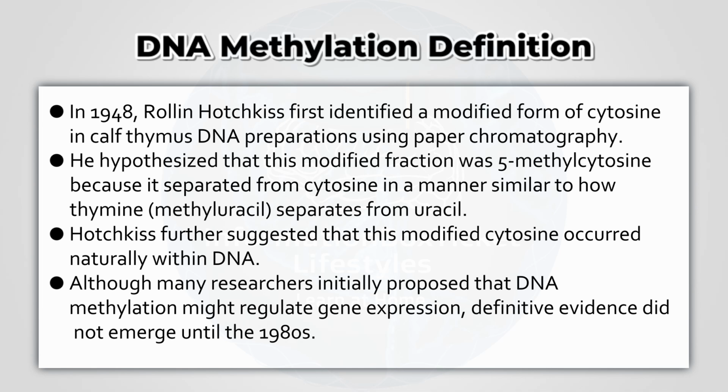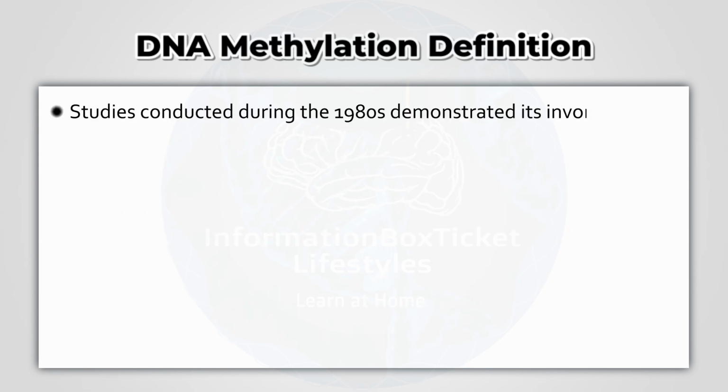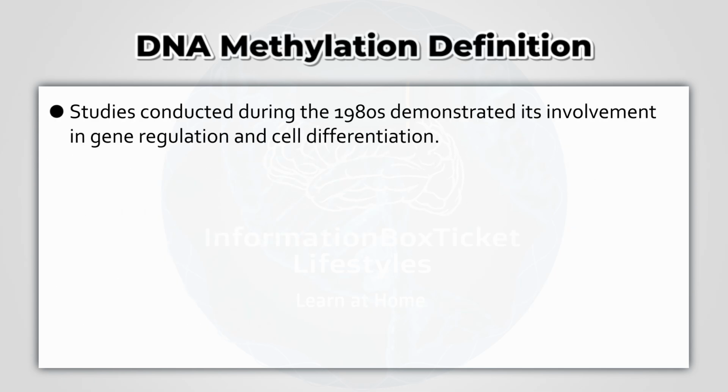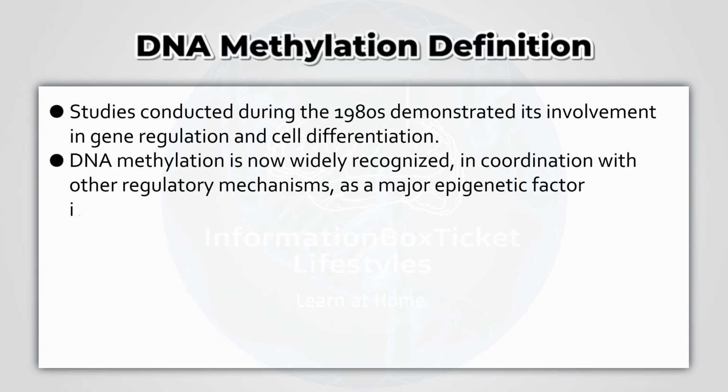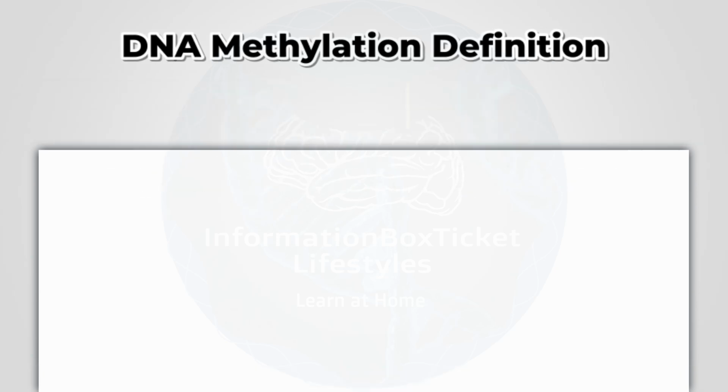Although many researchers initially proposed that DNA methylation might regulate gene expression, definitive evidence did not emerge until the 1980s. Studies conducted during the 1980s demonstrated its involvement in gene regulation and cell differentiation. DNA methylation is now widely recognized, in coordination with other regulatory mechanisms, as a major epigenetic factor influencing gene activity.